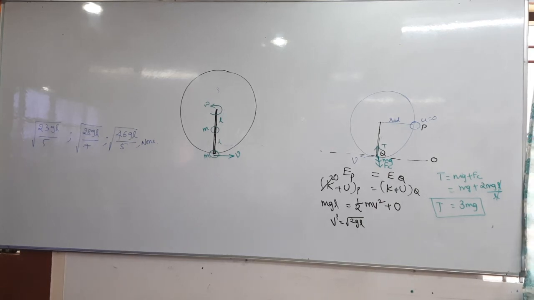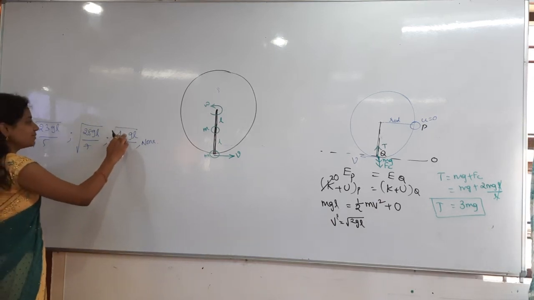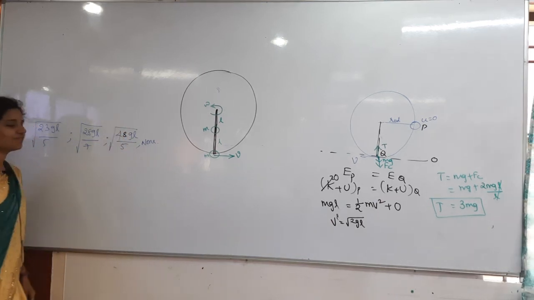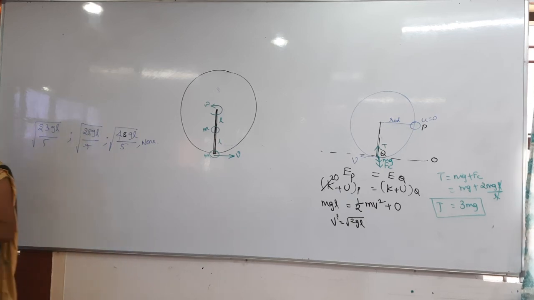48 only, no 10 GL, nothing. Now you have to tell the correct answer, not approximate. Answer is, I am saying here, 48 GL/5. That's the correct answer.